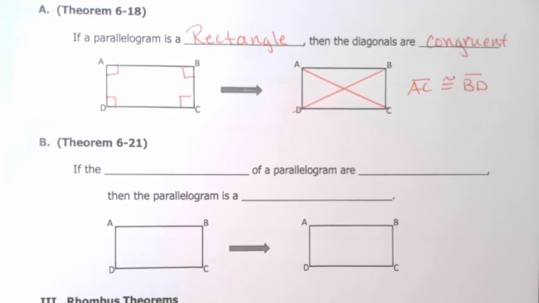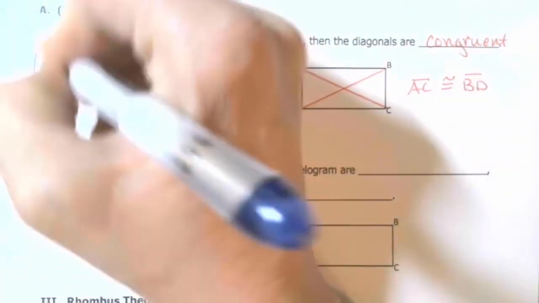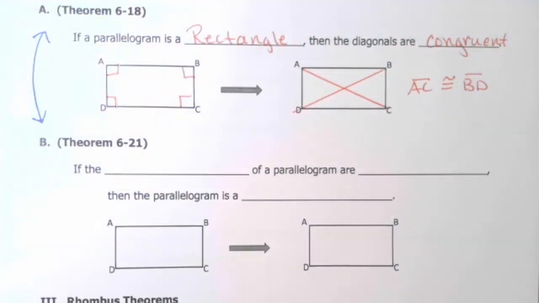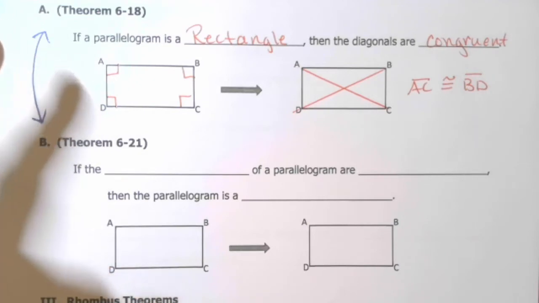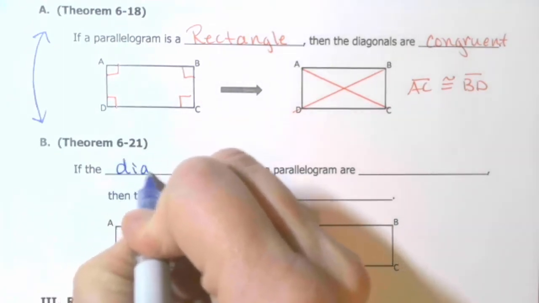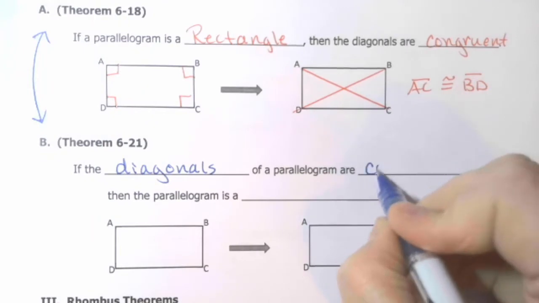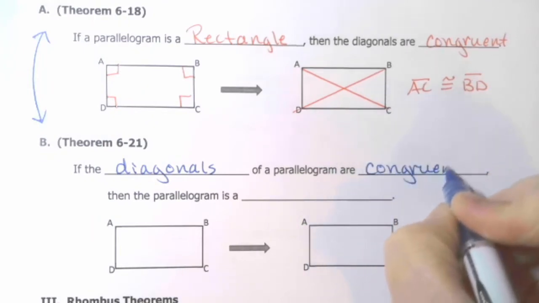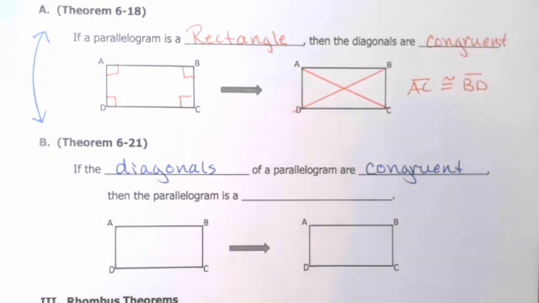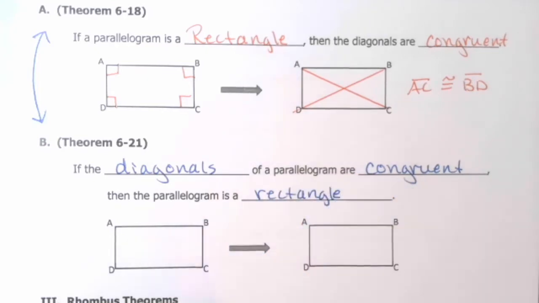Okay, our second one. This is actually the reverse of 618. 621 proves it's a rectangle. 618 starts with it being a rectangle. So 621 says if the diagonals of a parallelogram are congruent, then the parallelogram is a rectangle.